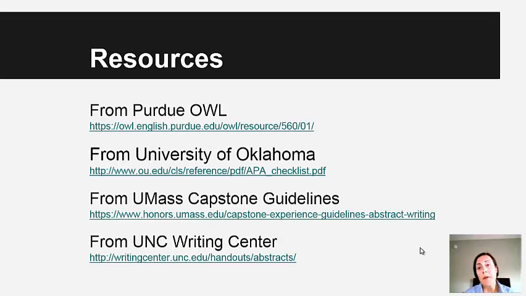Further help outside of your APA manual would be the Purdue OWL, which has directions for how to think about APA, written slightly differently for their students. The University of Oklahoma has a good APA reference checklist, and UMass and UNC both have helpful articles for how to think about that abstract.